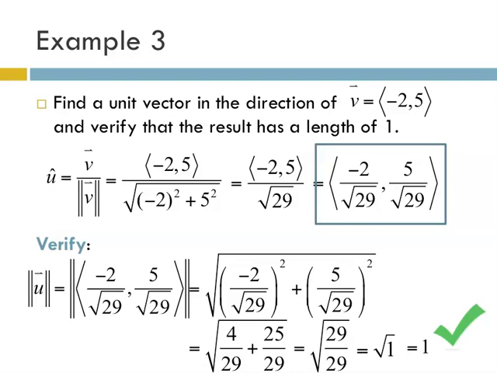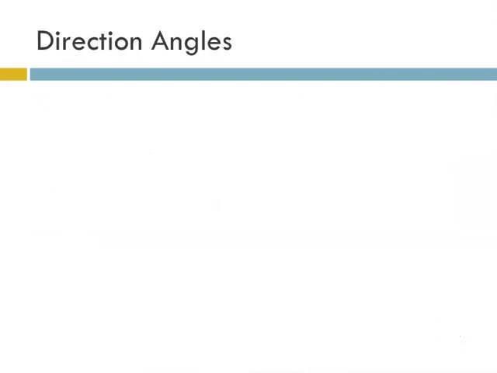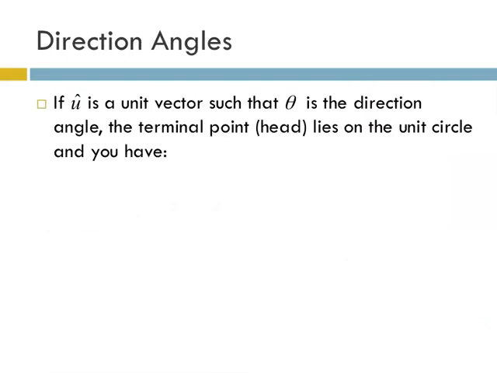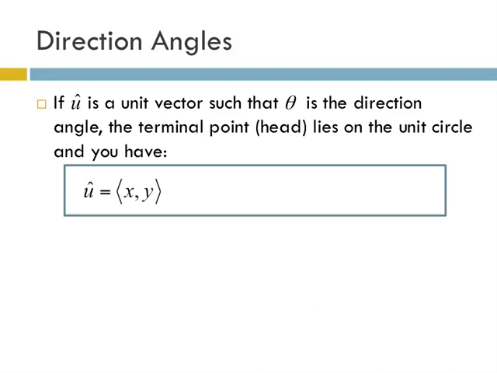Great. Let's continue. We'll relate this back to direction angles now. So if u hat is a unit vector such that theta is the direction angle, the terminal point, the head, lies on the unit circle, and you have u hat equal to x comma y, and because it's on the unit circle, this is just going to be cosine theta, sine theta. Or if you want to indicate the direction using your standard unit vectors, you can write this as cosine theta i hat plus sine theta j hat.